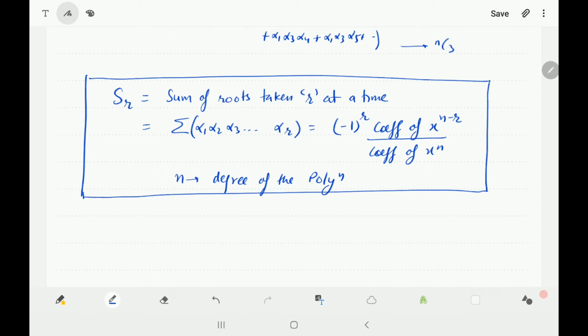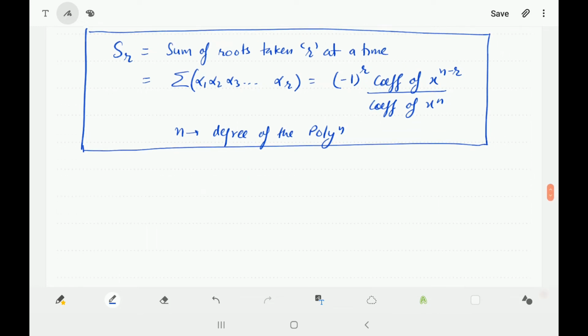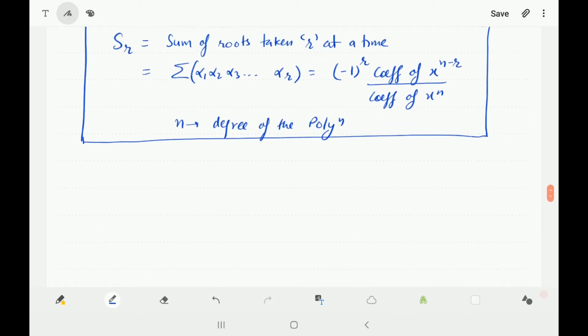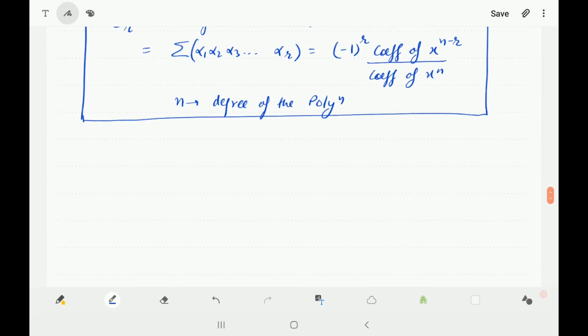It is not very tough to get this formula. It can be derived easily using the expansion of the equation and by comparing the coefficients. We are not deriving it here. We are just trying to cross check this formula, whether this is right or not, and how to apply it.